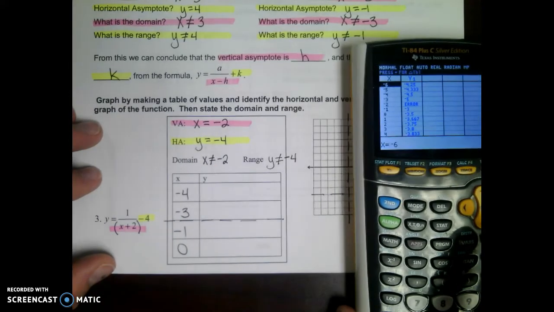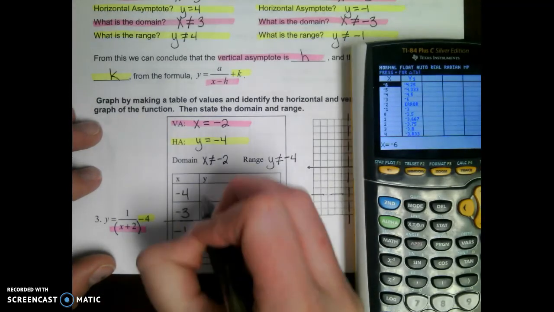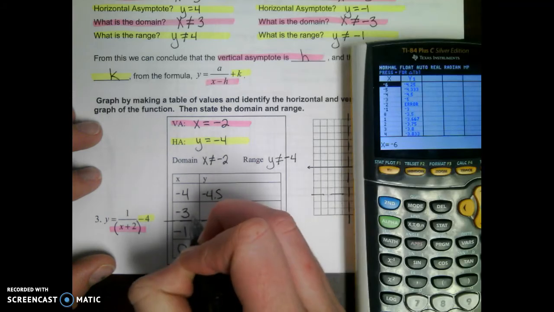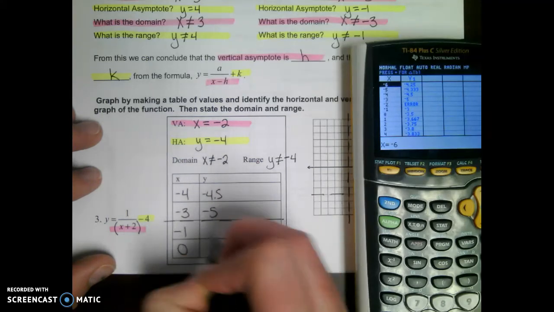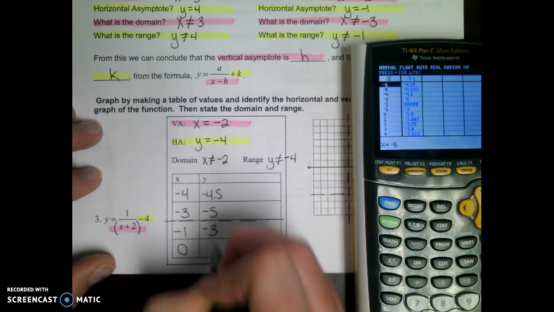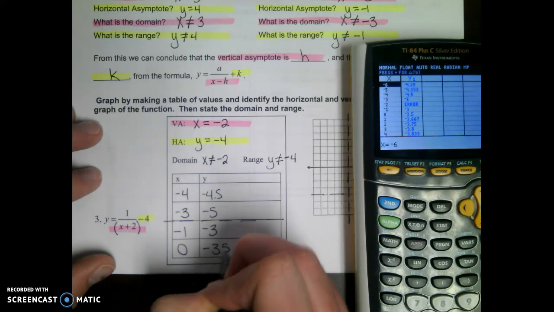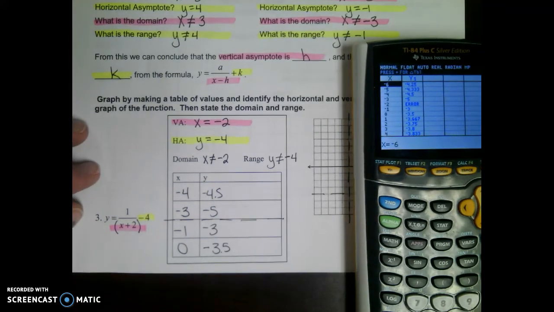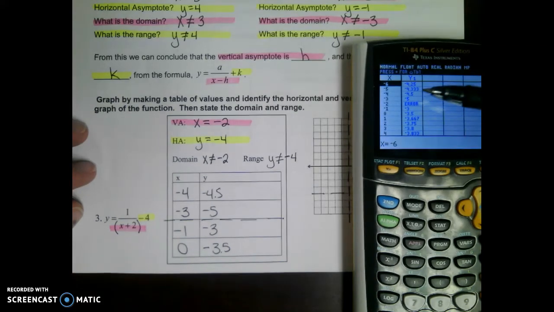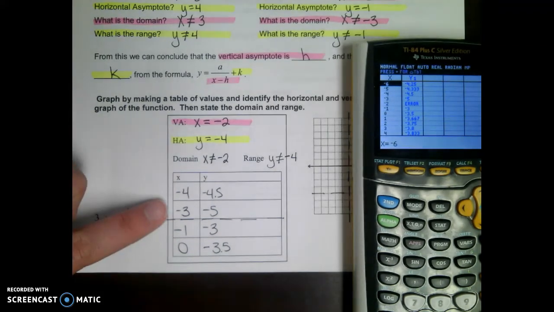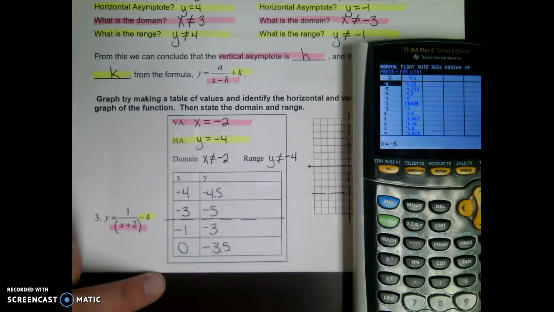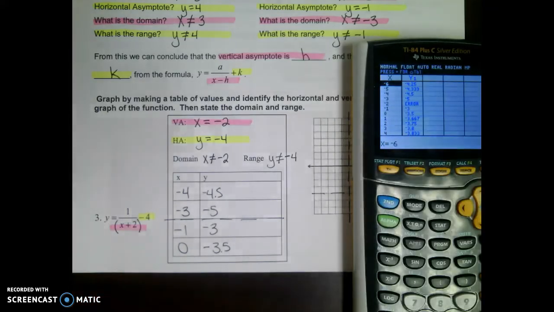So -4, -4.5, -3, -5. Now, if you want to, you can grab more of these points and you can graph more of these points. But take a minute and at least get these 4 points on your graph. You can include more points if you would like.